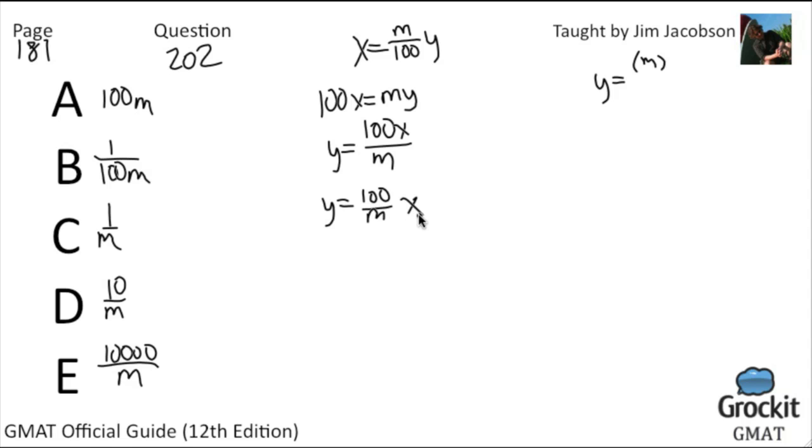The GMAT did us a favor by not giving us this as an answer choice, because a lot of people would figure, well, 100 over m, when you divide 100 by m, that's the percentage. Except, of course, it's not. Remember, when you get a fraction, let's just pick 3/4.